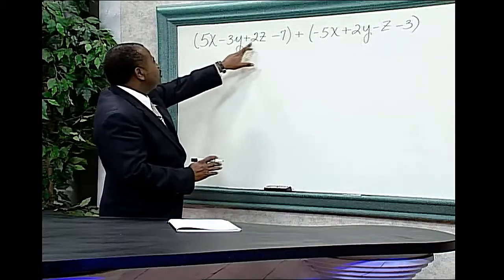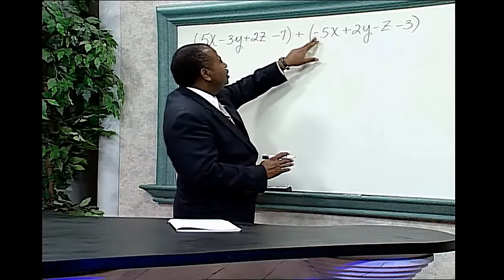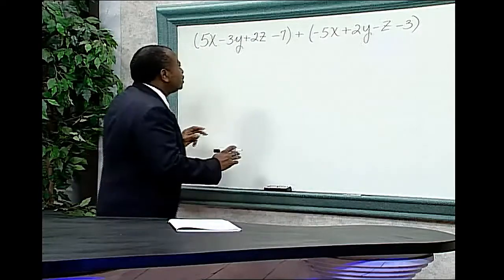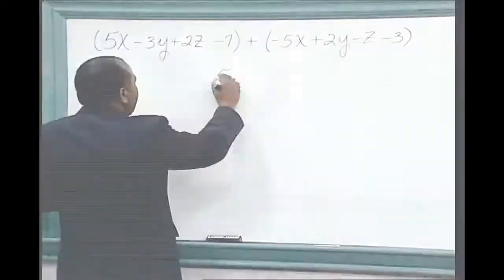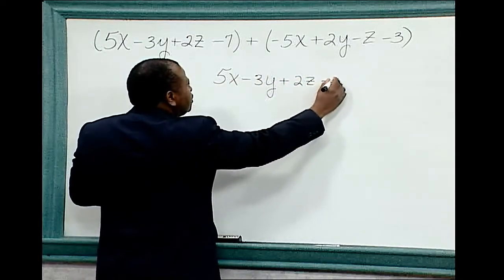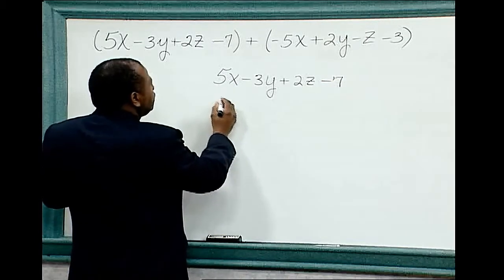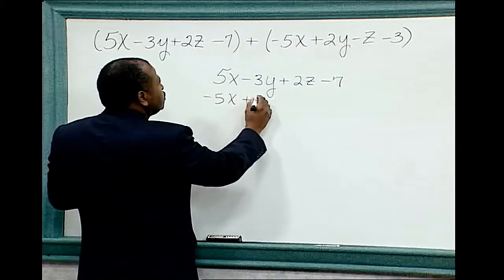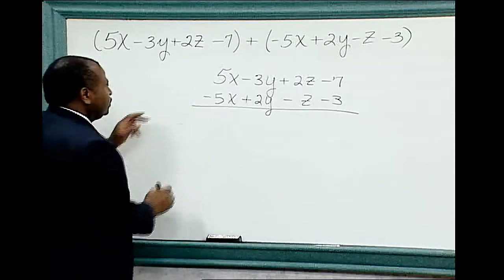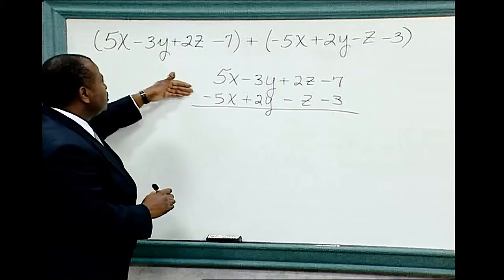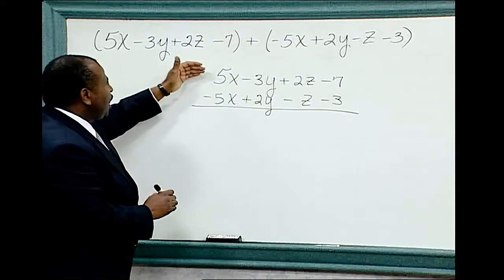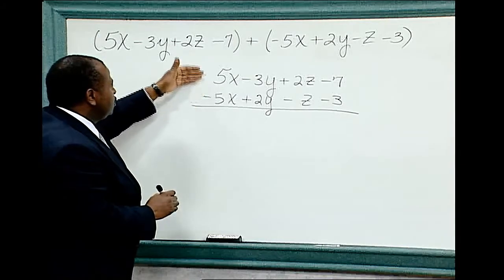5x minus 3y plus 2z minus 7 plus a negative 5x plus 2y minus z minus 3. Let's add these two algebraic expressions, 5x minus 3y plus 2z minus 7 plus a negative 5x plus 2y minus z minus 3. 5x plus a negative 5x is equal to 0. In addition, when you add and the signs are different, you subtract.